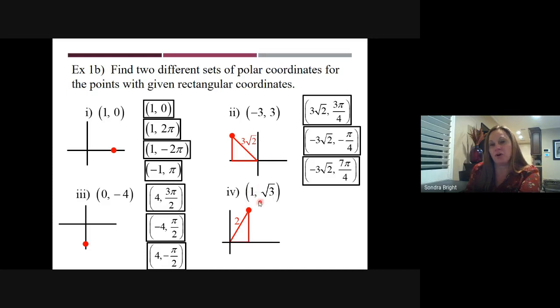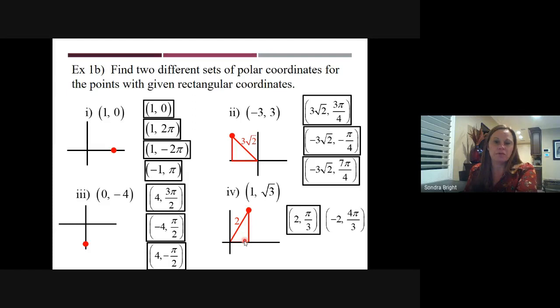Your r would be the square root of 1 plus 3, which will give you 2. That means your cosine would be 1/2 and your sine would be rad 3 over 2. That's a tall triangle, 60-degree reference angle, so pi over 3. Your r is 2, your angle is pi over 3.